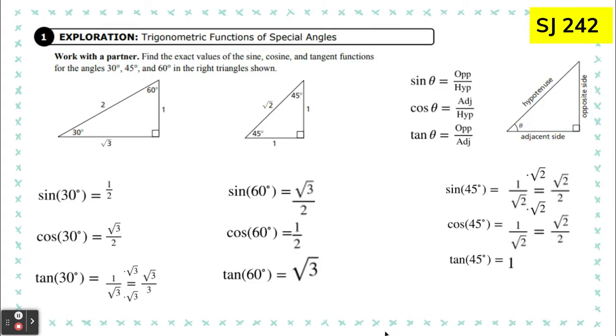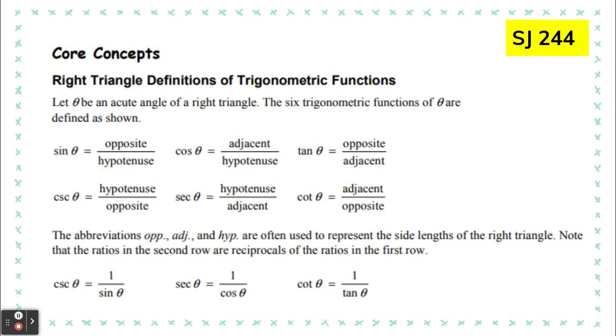All right. Let's get to some examples. So on page 244, we're jumping to 244. You had these core concepts already in your student journal. It's all the relationships. So here's sine, opposite over hypotenuse, cosine, adjacent over hypotenuse, and tangent, toa, opposite over adjacent.